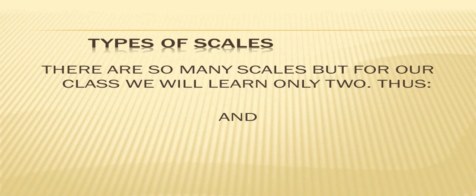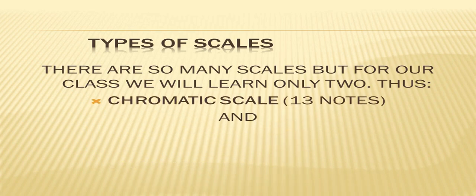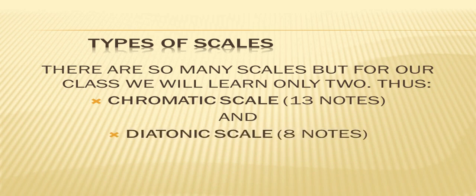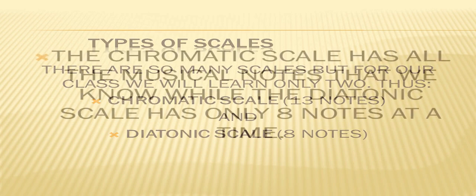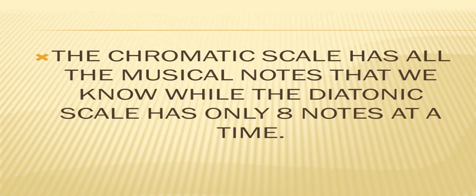Now there are two types of scales that we know. There are many types of scales, but for the sake of your class, we'll be learning about only two types of scales. So the first one is the chromatic scale, and the second one is the diatonic scale. The chromatic scale has 13 notes, while the diatonic scale has 8 notes. You should take note of all these little informations. Okay, the chromatic scale has all the musical notes that we know, while the diatonic scale has only selected 8 notes at a time.